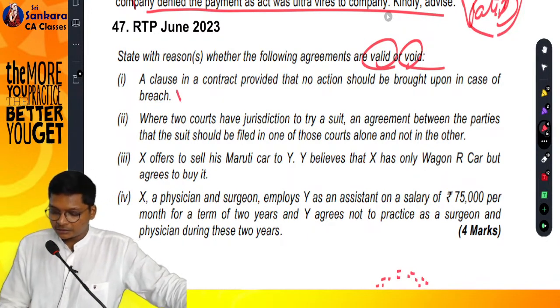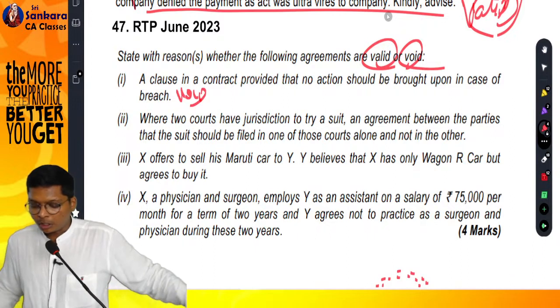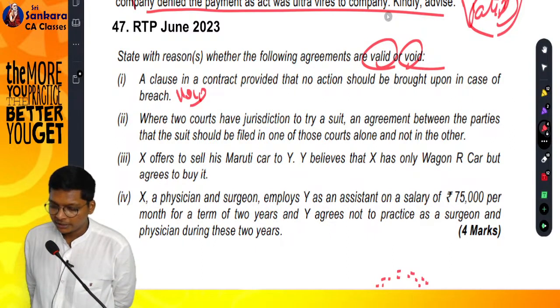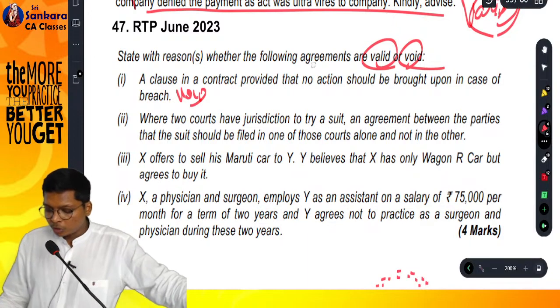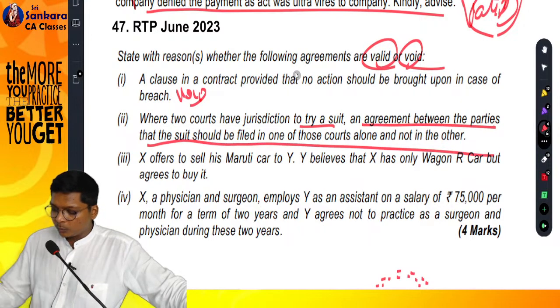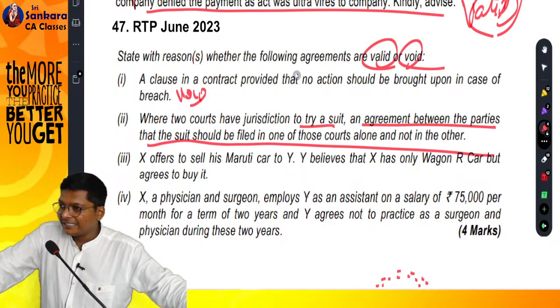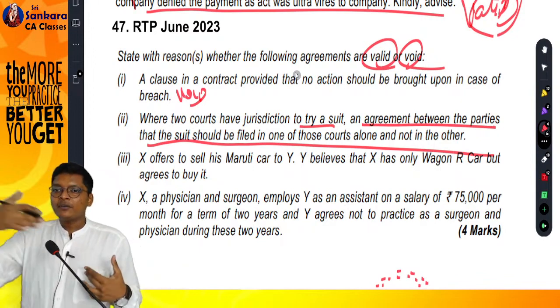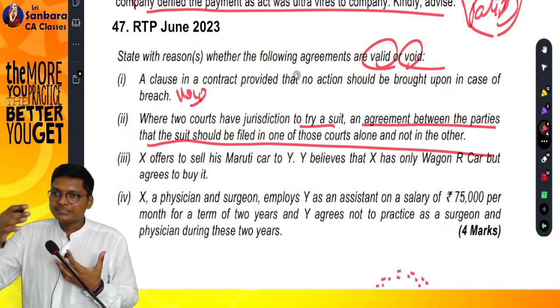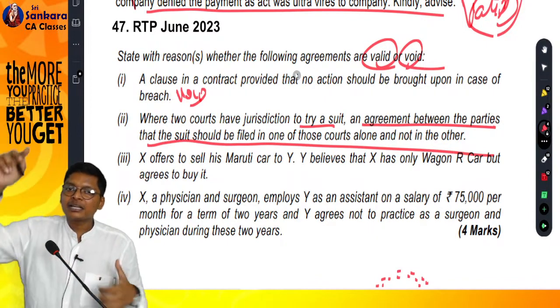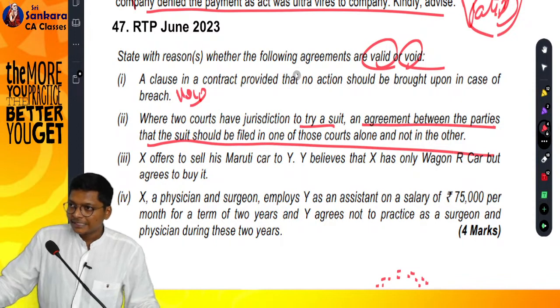First one answer, guys. Void. A clause in a contract provides that no action should be brought in case of breach. Void. Second, where two courts have jurisdiction to try a suit, an agreement between the parties that the suit should be filed only in one of the courts and not the other. Valid or void? What is it trying to say? If we both have a fight in case, I am saying don't file the case in Madras High Court, file only in Andhra High Court. Is it valid?